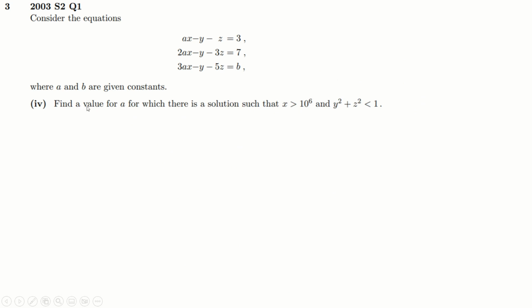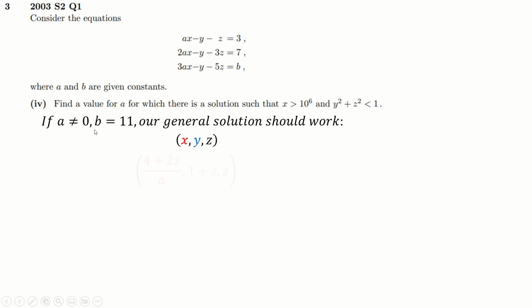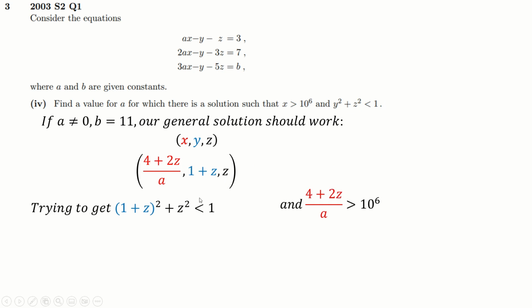Anyway, the last part of this question: find a value for a for which there is a solution such that this is this and this is this. So, okay, I'm going to assume that that value is not a equals 0. And if I assume that it's not, I can just use the general solution that we had before, which has been very helpful to us thus far. So now I'm trying to get this squared plus this squared to be less than 1, whilst getting this to be bigger than 10 to the power 6. That's the idea. So I need these two conditions to be met.